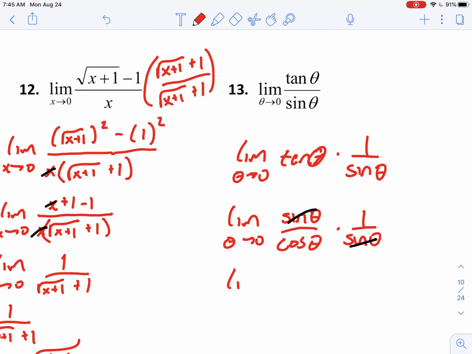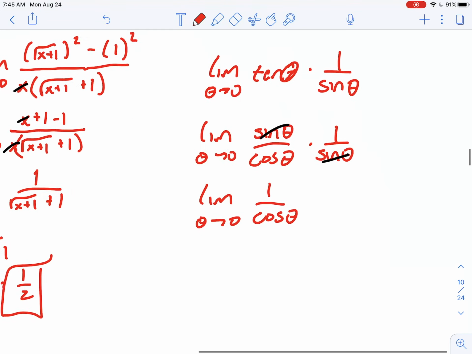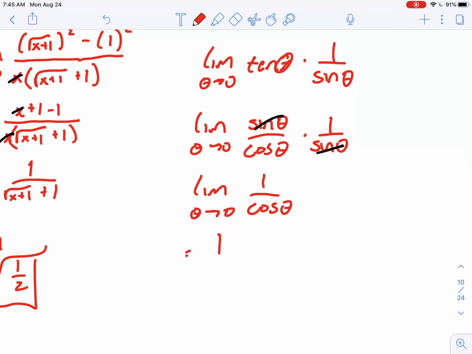So what I'm left with is the limit as theta approaches 0 of 1 over cosine of 0. I'm going to try direct substitution. Let's see, cosine of 0. Oh, I can do that. Cosine of 0 is 1, so this is 1 over 1, which is just 1.